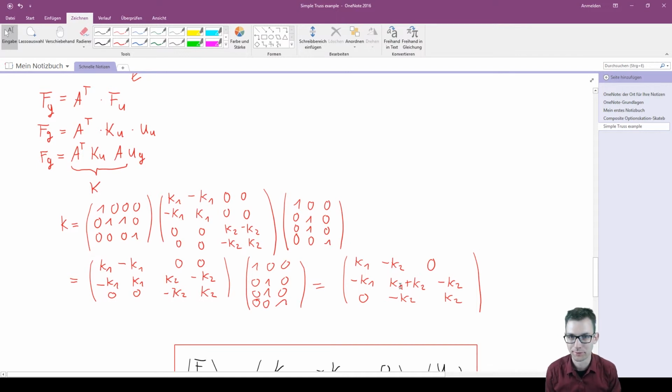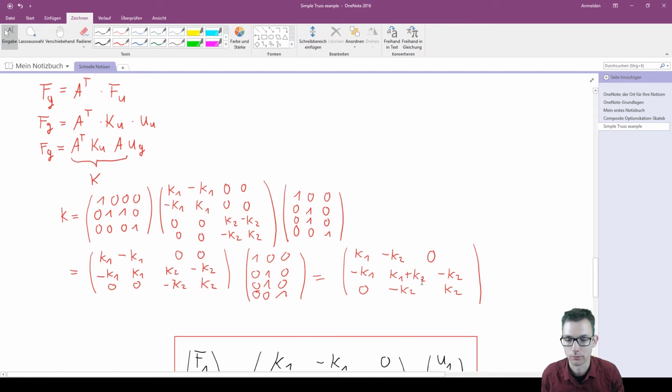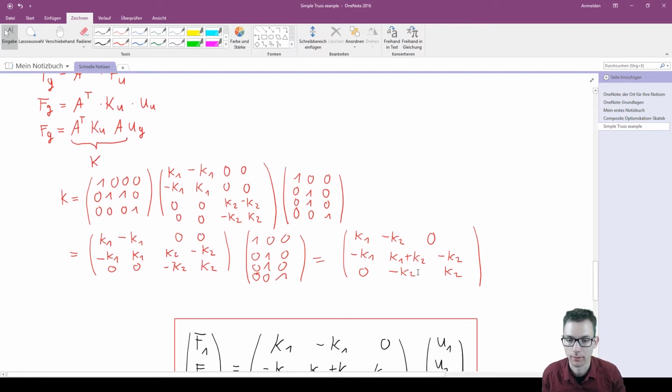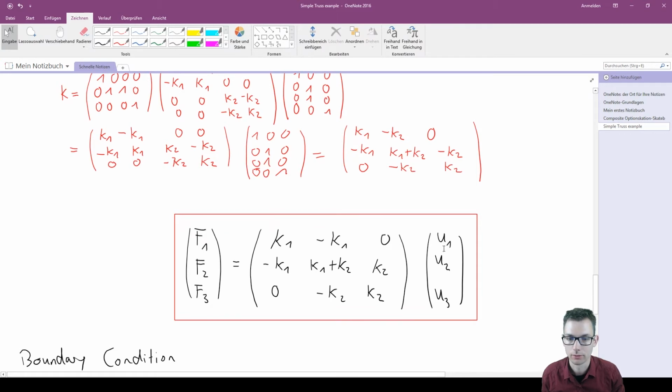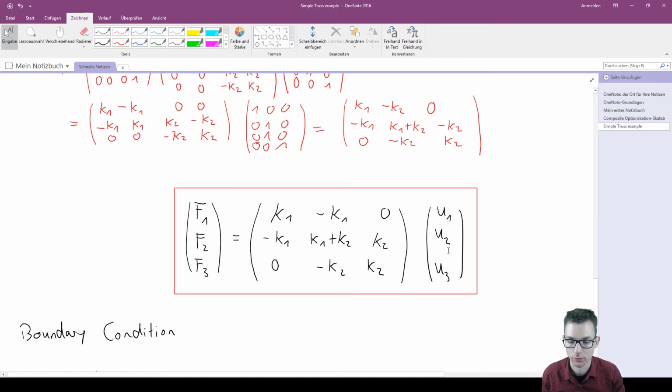Multiplying that out results in this equation or this matrix. And this matrix is further intuitive because you have both stiffness matrices which are just coupled together on node 2. So in node 2 you have K1 plus K2. So makes sense. Yeah, and this results in your global equation. So your global forces equals the global stiffness matrix times the global deformations or global displacements.